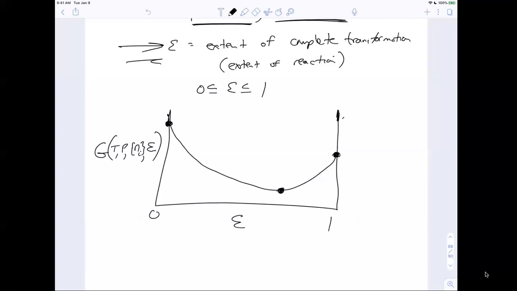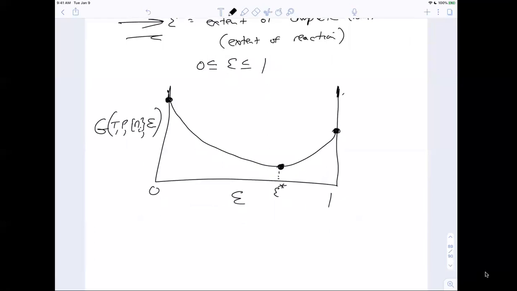Remember, dG is less than 0 for spontaneous processes under conditions of temperature and pressure constant. It's going to be minimized at some particular value, epsilon star. And that epsilon star is going to be your equilibrium extent of reaction, or extent of complete transformation. And that's what we want to find using our thermodynamic tools.